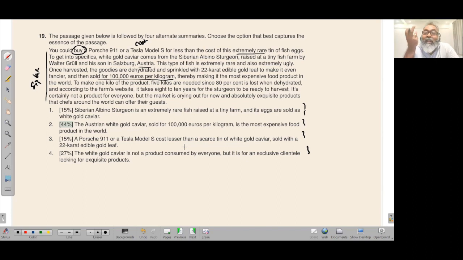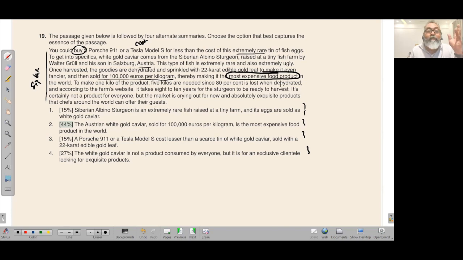Who eats it? I think they're hoping one day I would want to eat food like that. I have so much money, I'm going to eat some egg of fish and spend it like this. They were making the most expensive food product in the world. To make 1 kilo of product, 5 kilos are needed since 80% is lost when dehydrated. And according to the farm's website, it takes 8 to 10 years for the sturgeon to be ready to harvest. It's certainly not the product for everyone, but it's a market crying out for new and absolutely exquisite product that chefs around the world can offer their guests.